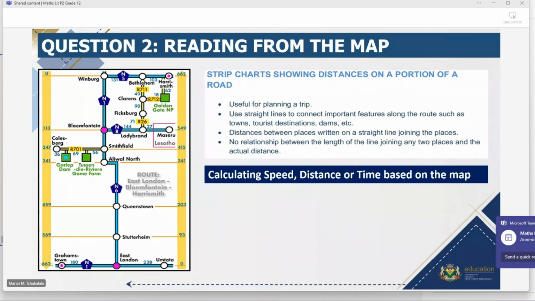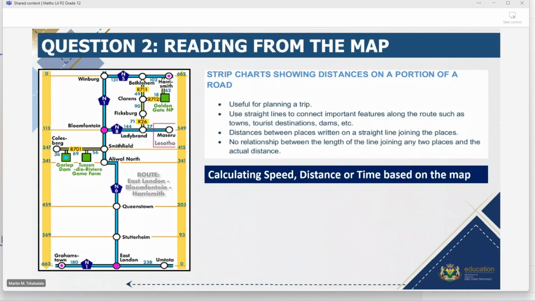This is an example of a strip chart map, boys and girls. I'm just reminding you. I can see you are saying, oh, this is the strip chart map. Yes, this is the one. It shows you the towns, how to calculate the distance between towns and all that stuff. And what are the characteristics of this map? Useful for planning a trip.